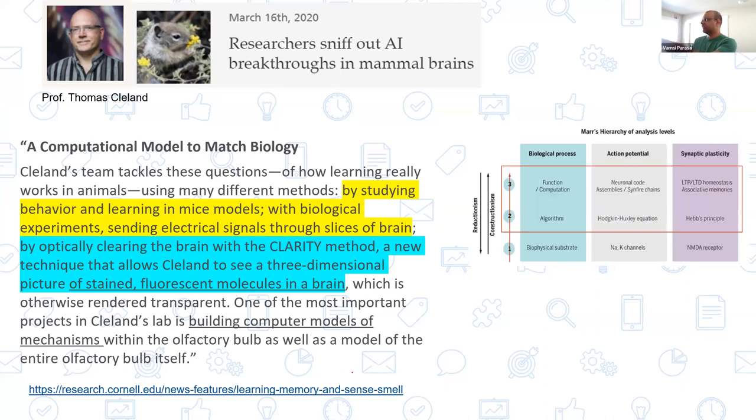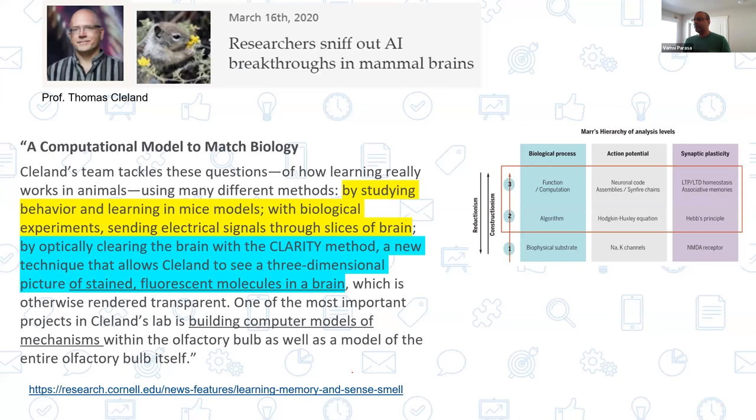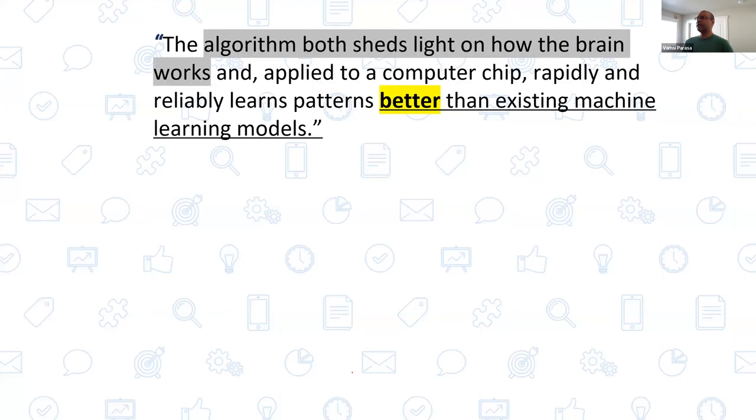Just like the Marr hierarchy of analysis levels, this was a very bottom-up approach. They came up with the algorithm using spiking neural networks to reproduce what is being observed in the brain. And they say the algorithm sheds light on how the brain works, and when you apply it to a computer chip, it rapidly learns patterns better than existing machine learning models. That was the claim made.